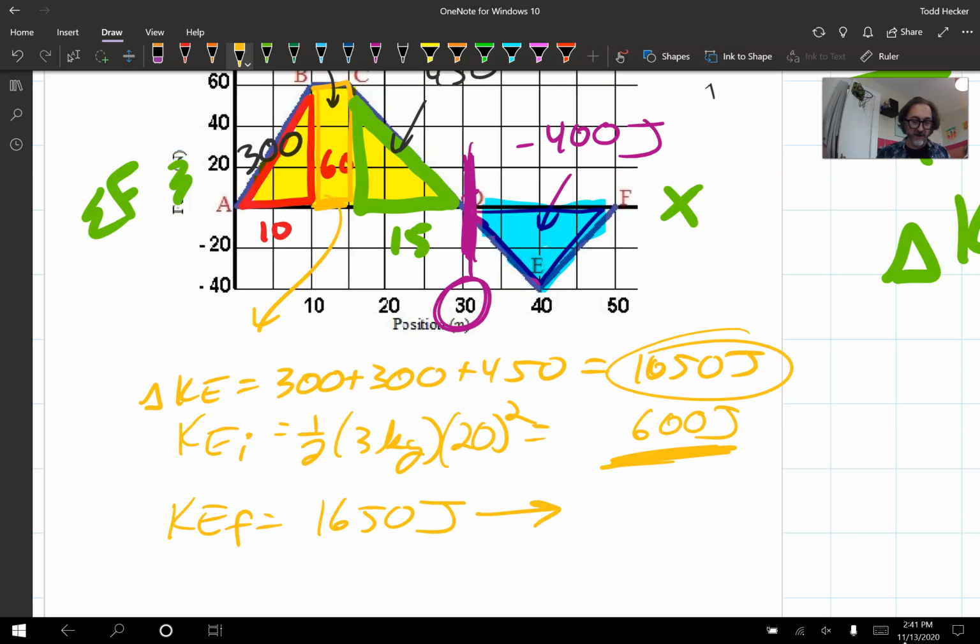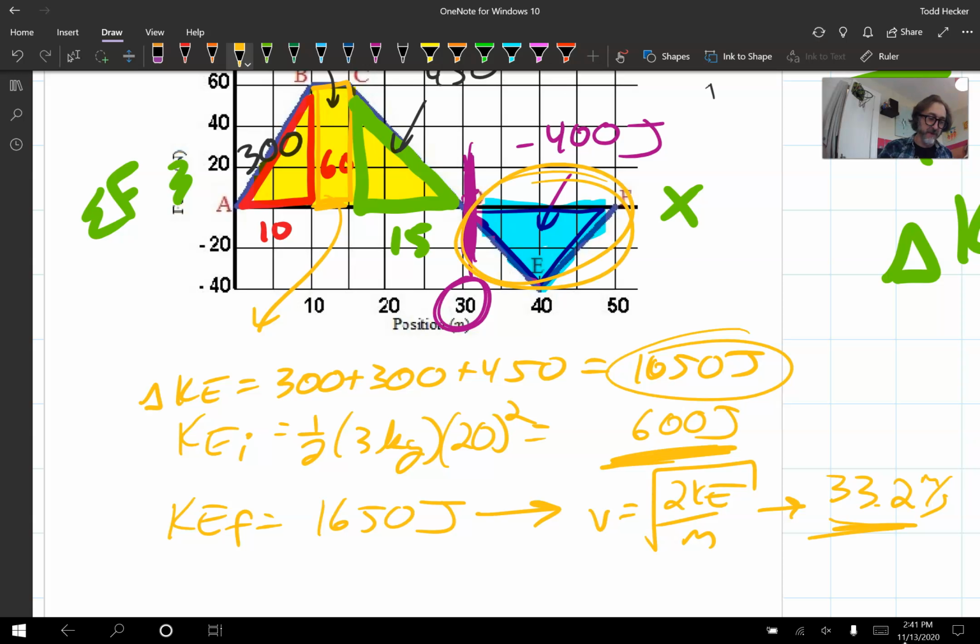And from that you can find your velocity, right? Just by rearranging your kinetic energy equation. Okay, that's the 1/2 mv squared equation, just rearranged. And it gives you 33.2 meters per second. So that's the maximum kinetic energy, right? Because then after that period, we start losing energy again. All right. Now, let's talk about this next part.